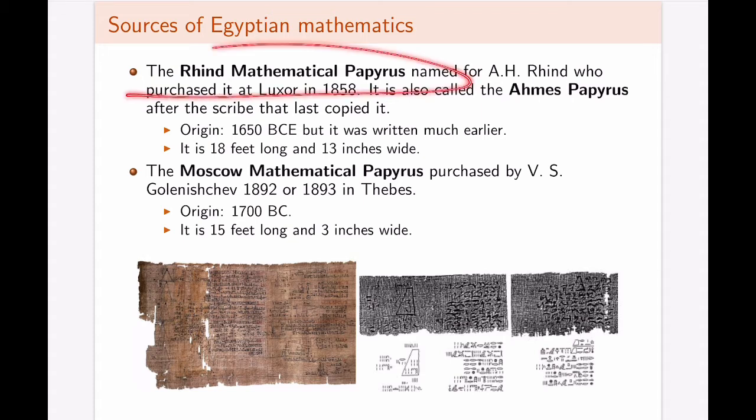The two largest papyri we have are the Rhind mathematical papyrus, named after Rhind, who purchased it in 1858 in Egypt. It's also called the Ahmes papyrus after the scribe who last copied it. So what we almost certainly have is not the original, but rather a copy of it. The origin of it has been established to be 1650 before Christ, so minus 1650, and everybody agrees that it was written much earlier.